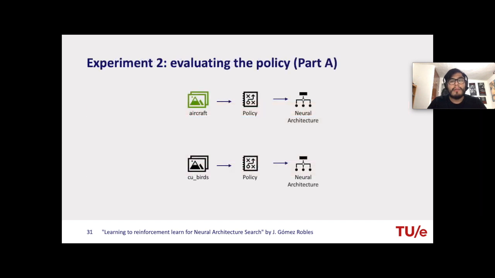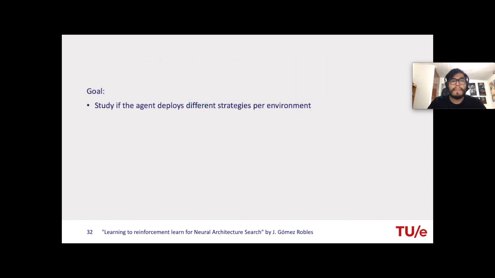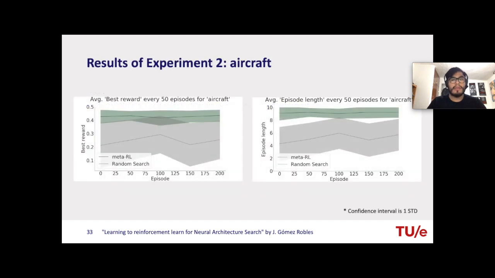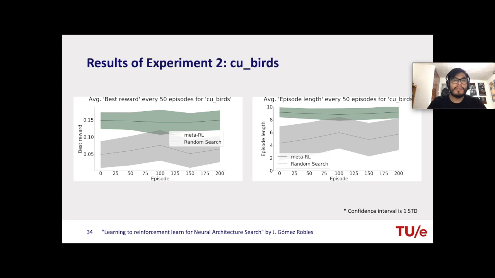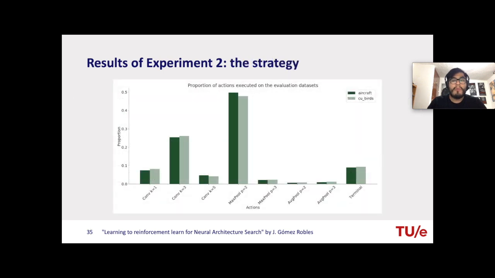The second experiment is in two parts. In part A, the policy learned in experiment 1 is fixed, and the agent is challenged to design architectures for the two validation datasets. The goal is to see if the agent can deploy different strategies during evaluation. First, the results show that the agent is not able to improve its decision over time. The accuracies, however, seem meaningful and with small variance. For CU Birds, the behavior is similar. When we observe the actions taken by the agent, we see that it was not able to deploy different strategies. The distributions of actions taken on both datasets are roughly the same. A possible answer to this behavior is a short training.